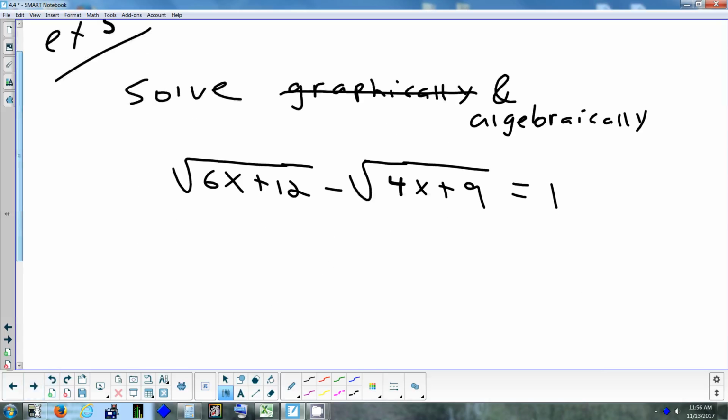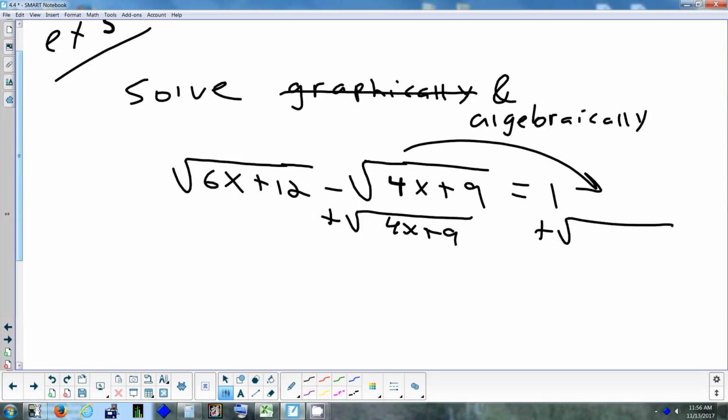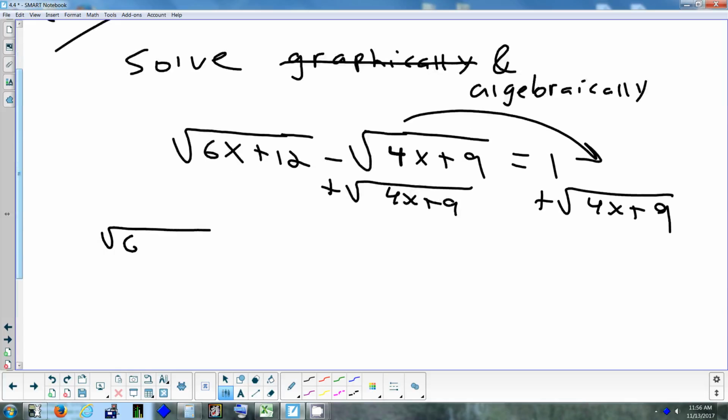All right, so to do it algebraically, what's the first thing I have to do? Isolate one of the radicals. Yeah, I would isolate one of the radicals, and I think the easiest thing is to put that one on the other side. How would I move that to the other side, Ezekiel? Plus, yep. Right, so now on the left, that leaves me with square root of 6x plus 12. And on the right, I have 1 plus square root of 4x plus 9.